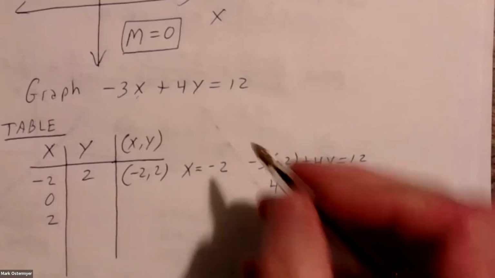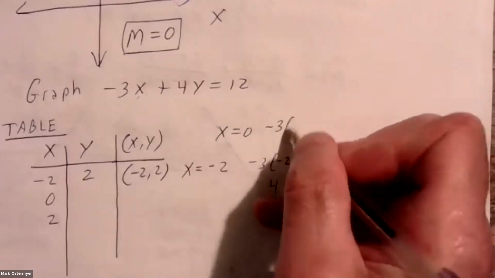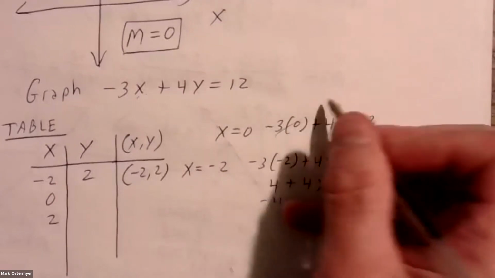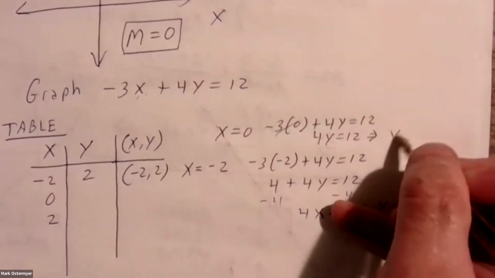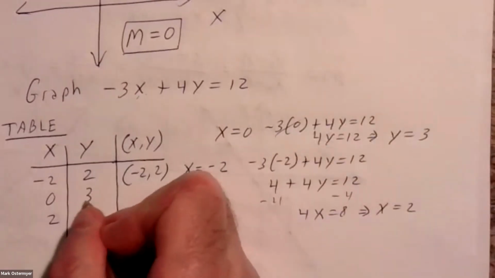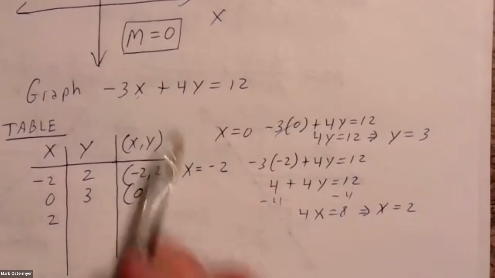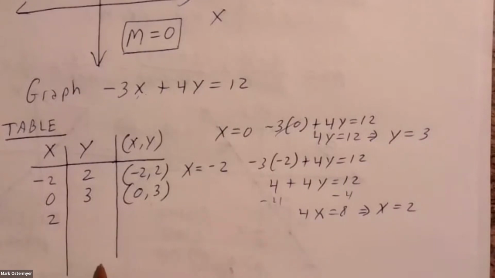Just let x be 0. If x is 0, plug 0 in for x and solve for y. This is gone, and we're left with 4y equals 12. Divide both sides by 4, and y is equal to 3. Hence, here's another ordered pair solution to this linear equation. It's another point that would be found on the graph of that linear equation.